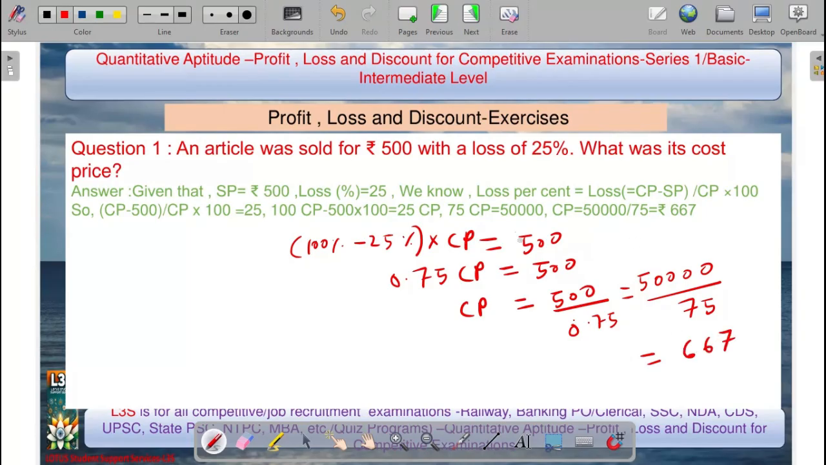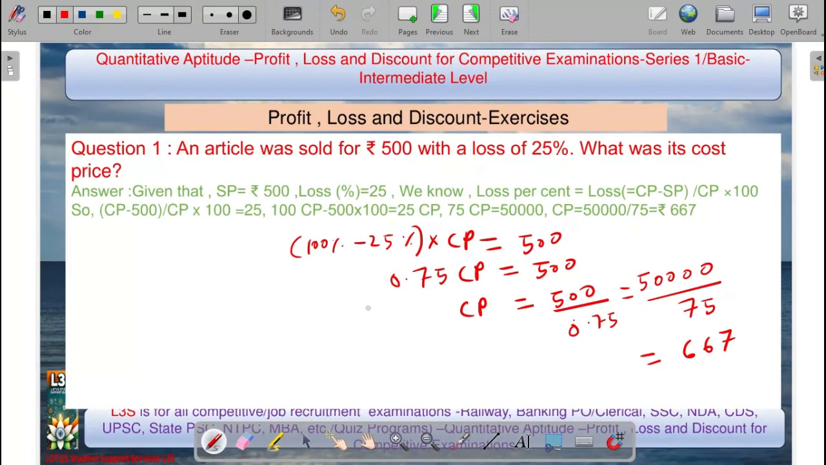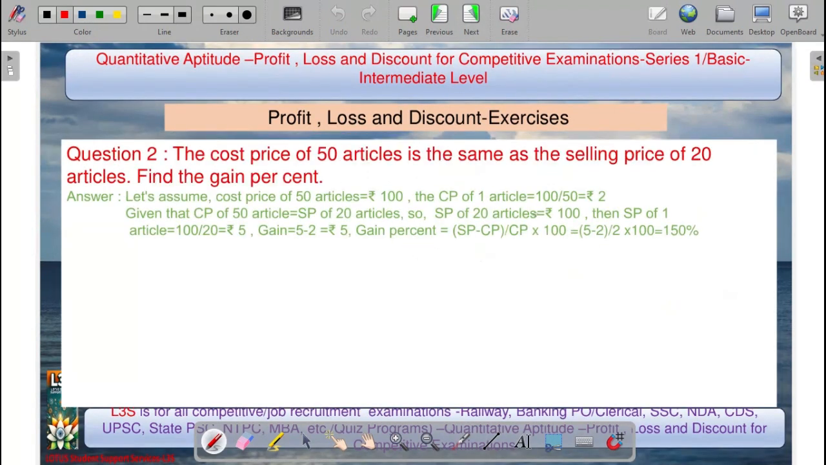So without using that standard formula, this way also we can do this kind of problem. It is easier. So let's do the next one. Question 2. The cost price of 50 articles is the same as the selling price of 20 articles. Find the gain percentage.